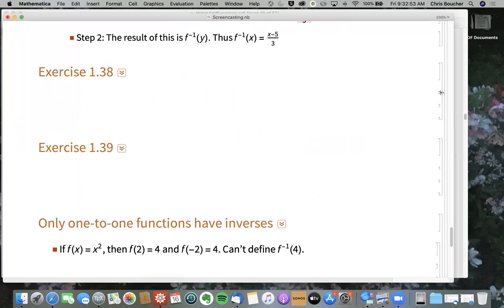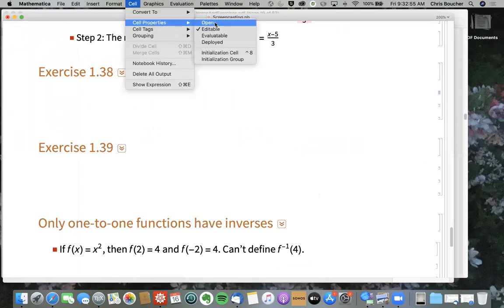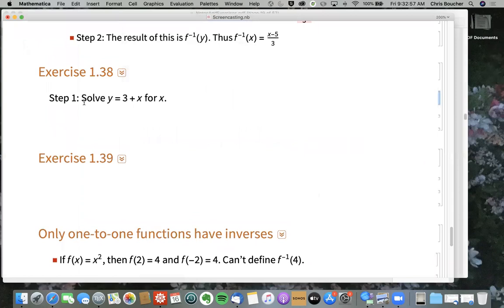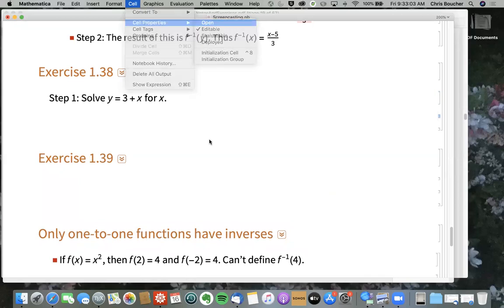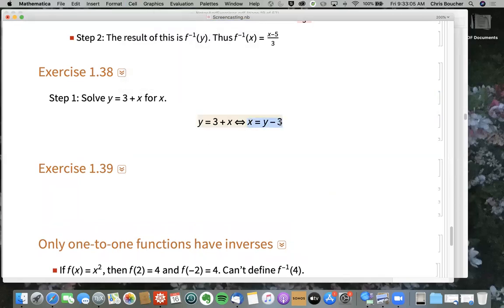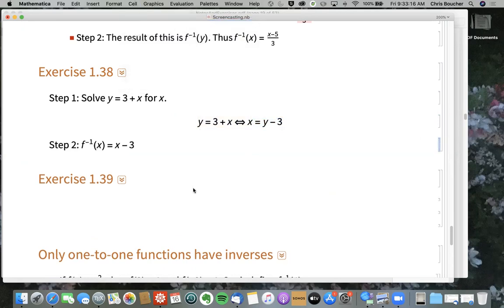So again, what I'm going to do here is first solve y equals 3 plus x for x. That's not hard, right? I subtract 3 from both sides, and I get x equals y minus 3. Then on the left, I'm looking at y equals f of x, and on the right, I'm looking at x equals f inverse of y. Whether I call the input variable y or x or q doesn't make any difference. So f inverse of x is equal to the function x minus 3.